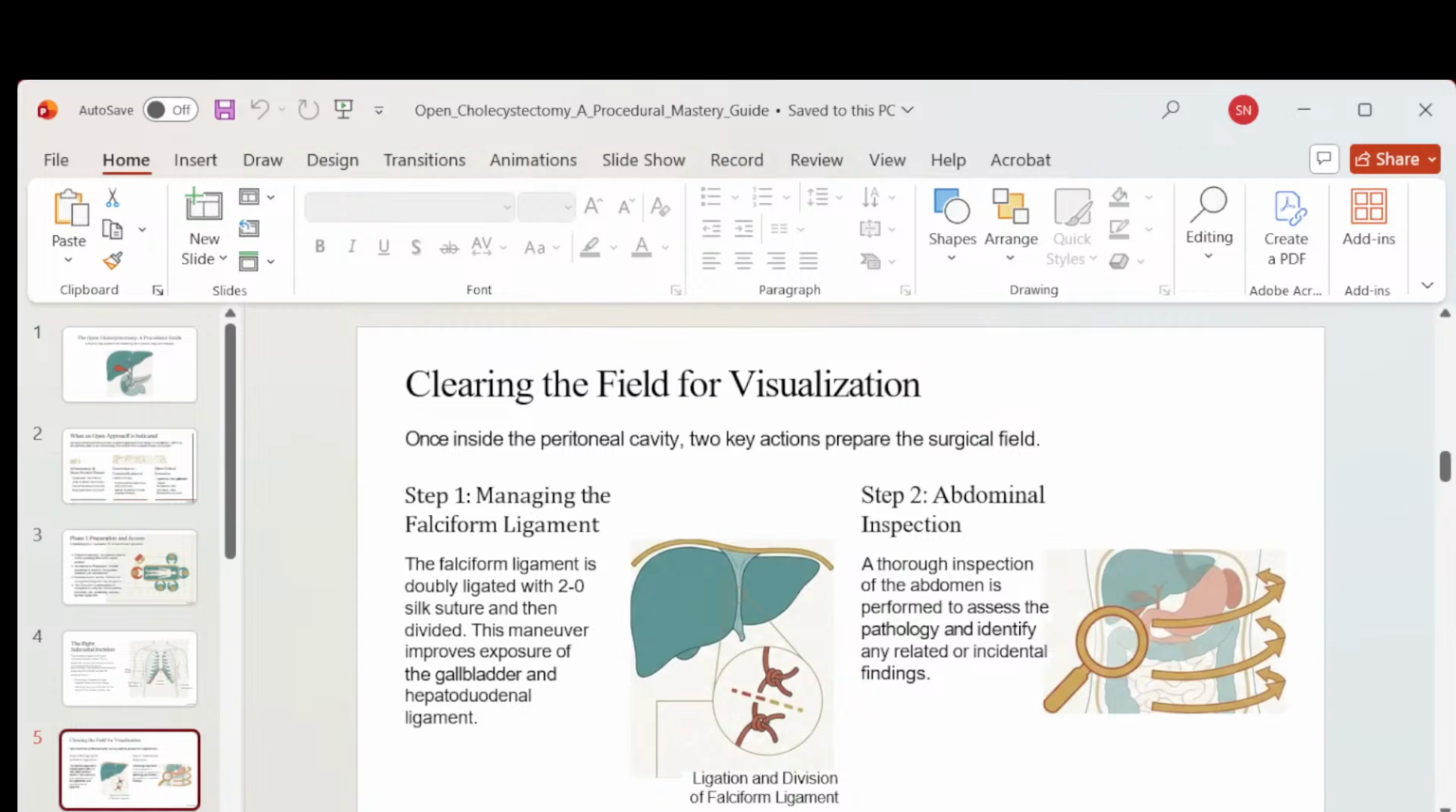Step 2 is abdominal inspection. A thorough inspection of the abdomen is performed to assess the pathology and identify any related incidental findings.